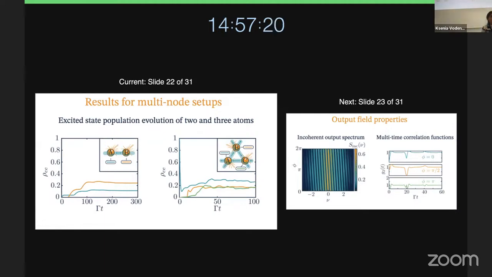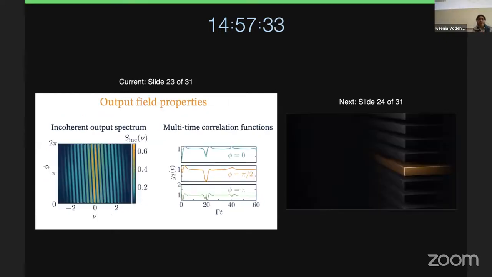And we can also deal with more complicated systems, like many-node setups. Our method also works for it, and it's also efficient. And then another thing that we can also do is that we can obtain certain properties of the output field. That's the field that is leaving our feedback loop and never coming back. And we can calculate the output spectrum and multi-time correlation functions, still using the same method.